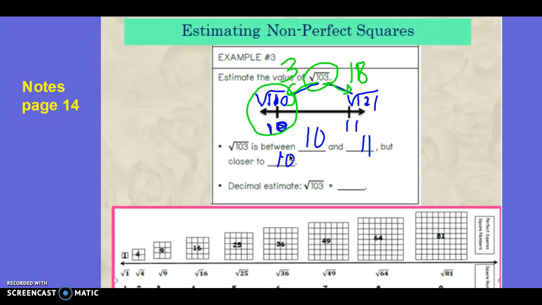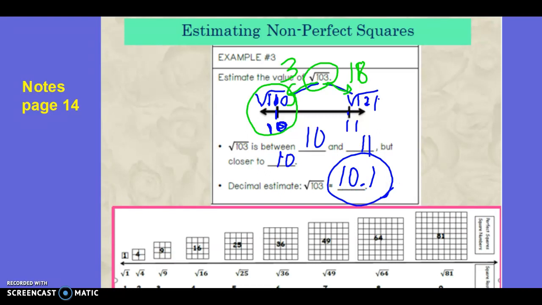And a decimal estimate might be, now think about, there's 21 spaces in between here and here if you're looking at the number 100 and 121. And it's closer down towards the 100 range by only 3 of those spaces. So it's going to be very close to 10, maybe just a tiny bit above it. So I'm going to guess it's around 10.1. And that would be my decimal estimate.